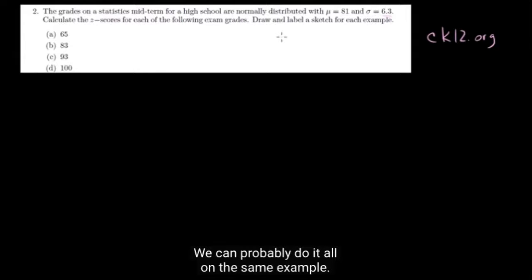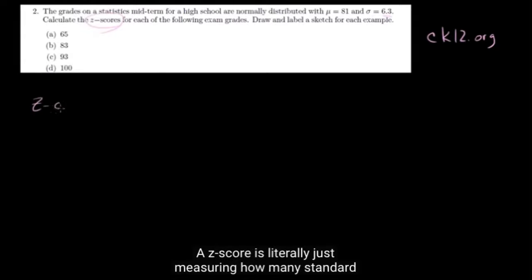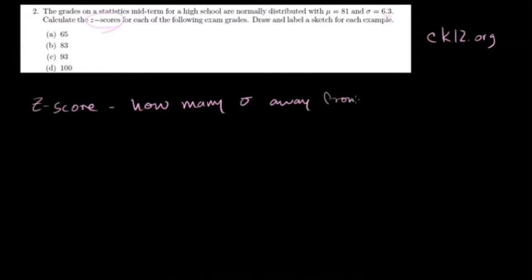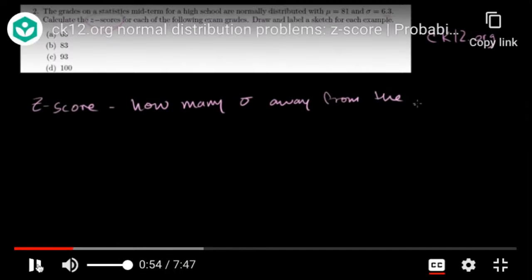We could probably do it all on the same example, but the first thing we'd have to do is just remember, what is a Z-score? A Z-score is literally just measuring how many standard deviations away from the mean. Okay, I just want to stop there.